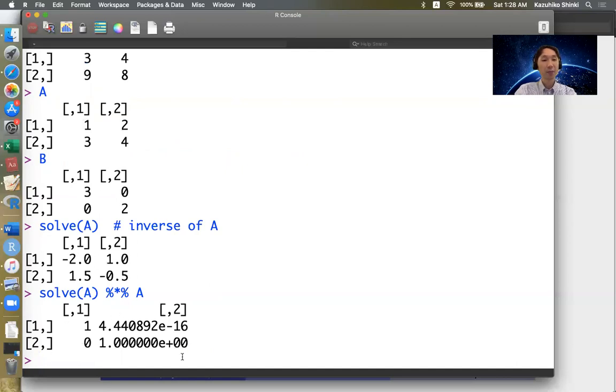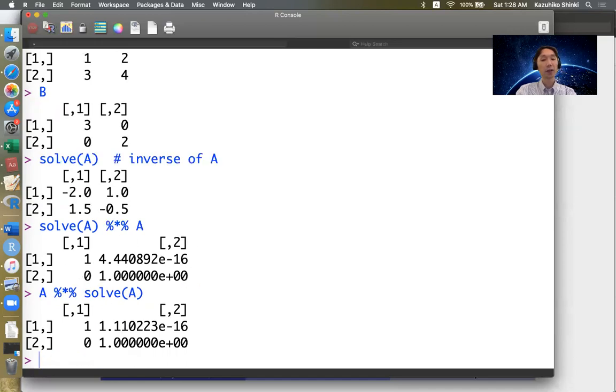Actually, there's some rounding error. This is almost 0, 4.4 times 10 to the power negative 16. So basically, this is 0. And this is 1 times 10 to the power 0, so exactly 1. So 1, 0, 0, 1: we can get the unit matrix. And remember that the other way around, the matrix product of A and the solve of A is 1, 0, 0, 1 again.